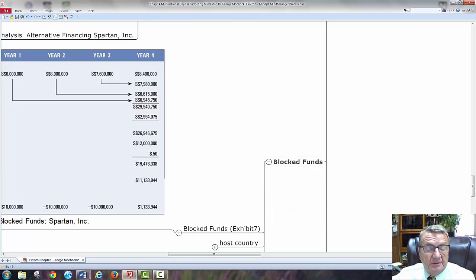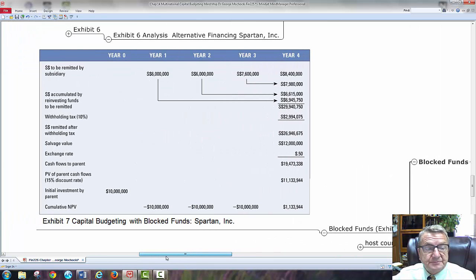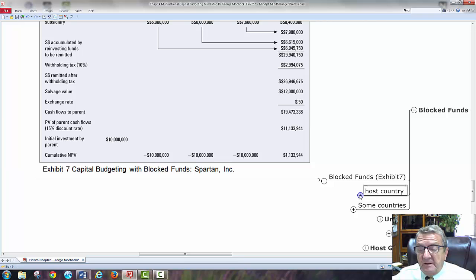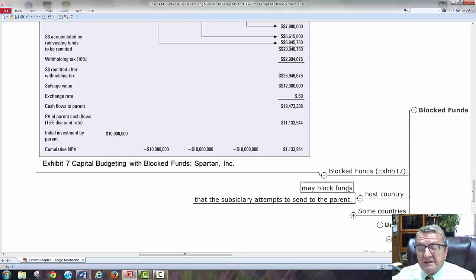Again, blocked funds exhibit. Here are funds that are blocked. Accumulated by reinvestment, funds to be remitted, withholding after taxes, salvage value. So you have it by different years. Okay, you have it remitted by the subsidiary, but the funds that they can't have when it comes in here. All right.